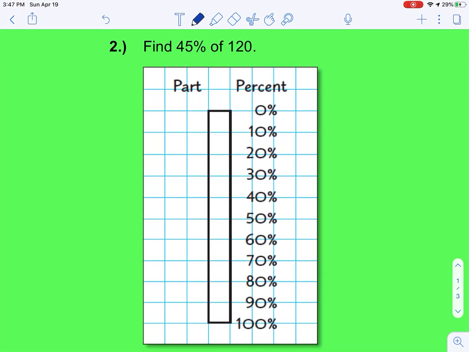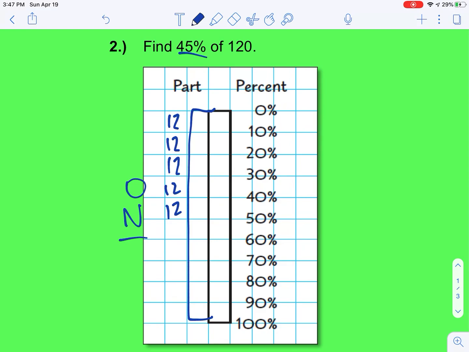So this time I want to find 45% of 120. That means that this whole thing here is 120. Again, I have 10 boxes, so that means that each little box is worth 12. Okay? So if I counted by 12s, I'd end up with 120 all the way down. Well, this time I want to know what's 45% of 120.